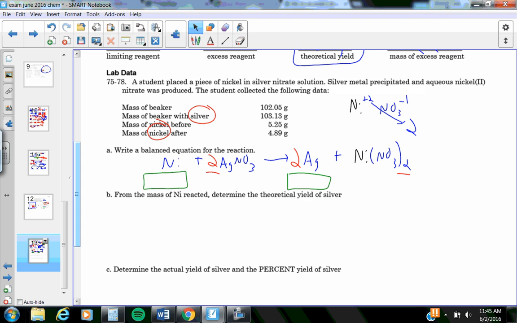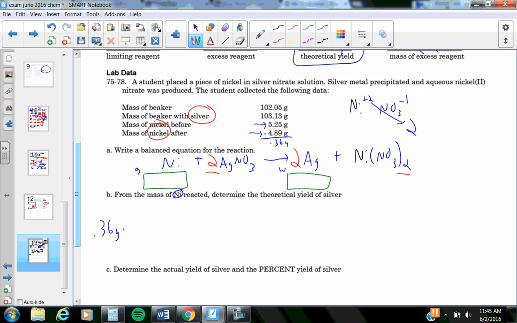From the mass of nickel reacted. So nickel is what we are going to be given, and what we want to know about is silver. How much nickel was there? Well, they had a chunk of nickel that weighed 5.25 grams. When they were all done, it only weighed 4.89. It's not all gone. How much is gone? This minus this is going to be 0.36 grams. 0.36 grams of nickel is all that was used.